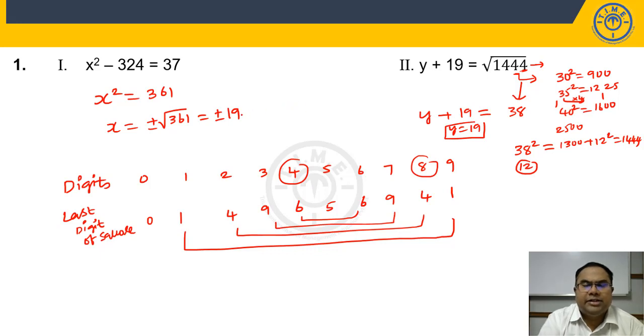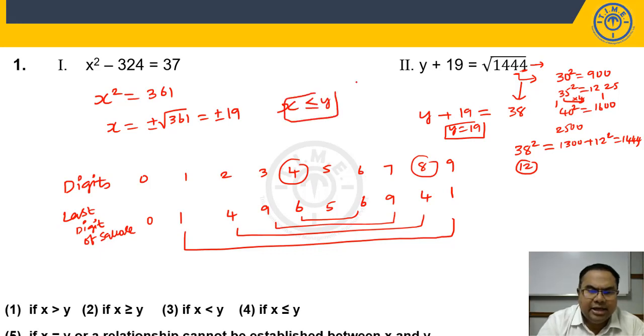So what is the x value? If it is 19, they are equal. If it is minus 19, it is less. So x will be less than or equal to y. Now look at the answer choices. X less than or equal to y is present in option 4.